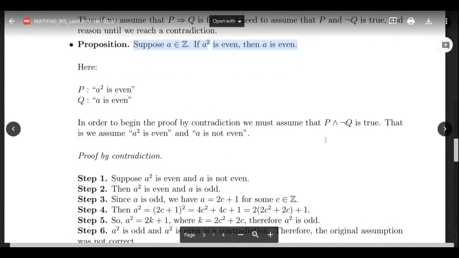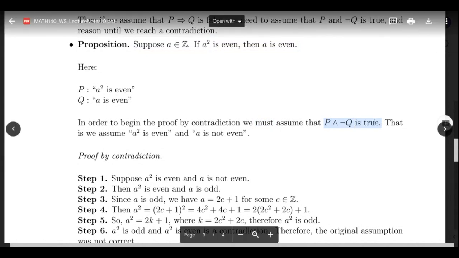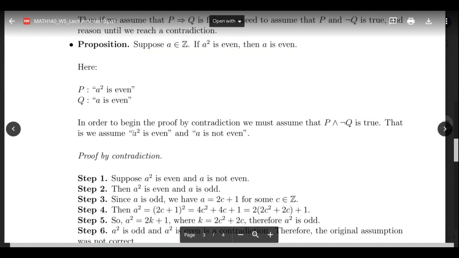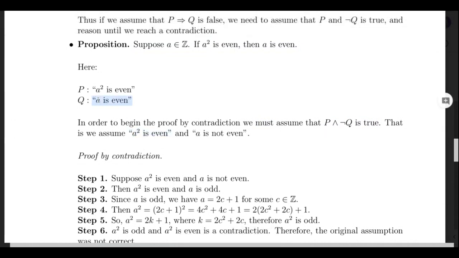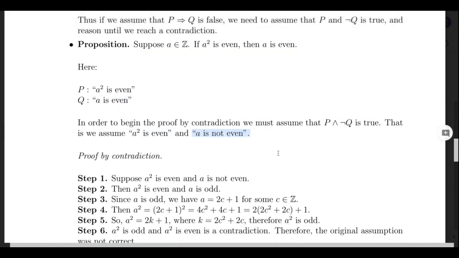So what do we want to do? We want to assume P and not Q is true, right? Then we arrive at something that contradicts a truth. So P or not Q is true. So we assume this. P is A squared is even, right? That's P. Not Q means A is not even. Well, if it's not even, that means A is odd, right? A is odd. Or let's assume that.